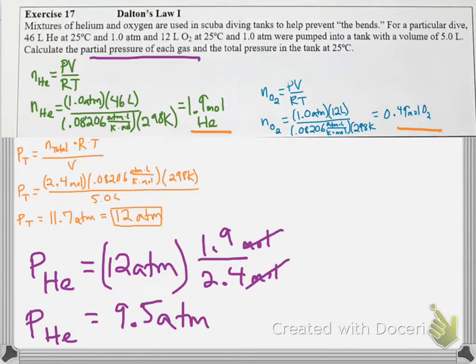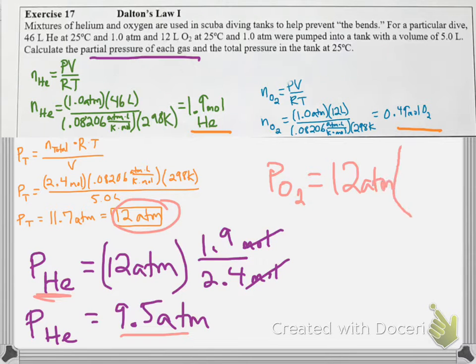And then I can solve for my partial pressure of oxygen 2 different ways. I can think, okay, well, my total pressure of 12 atm has to equal the pressure of helium plus the pressure of oxygen. So I can do 12 minus my 9.5, or I can do my pressure of oxygen is equal to my total pressure times the mole ratio of oxygen, which is the 0.49 divided by 2.4. So you should get the same answer either way, and your partial pressure of oxygen should be 2.5 atm.